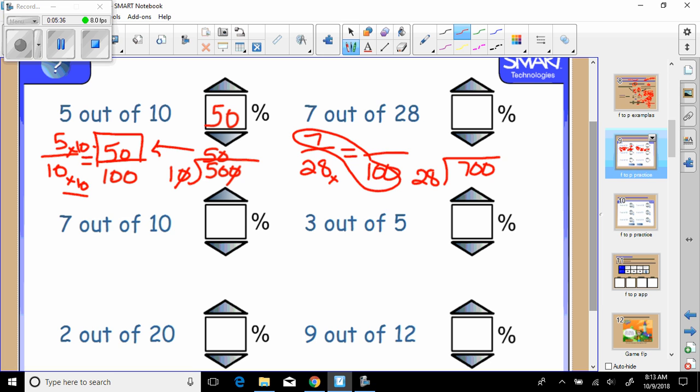Okay? So here's our long division. We can't divide 28 into 7, so nothing's going to go there. But we can into 70. So how many times can we multiply? What number can we multiply to 28 to get to 70, or at least close to 70?